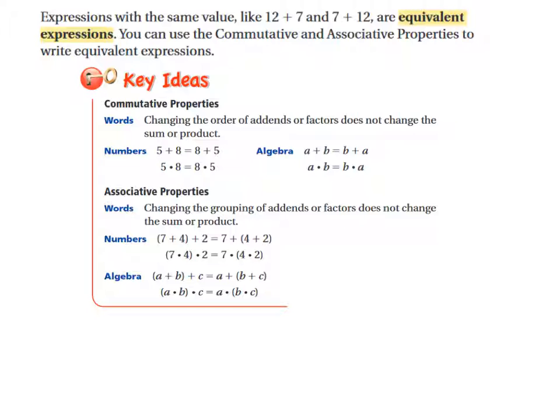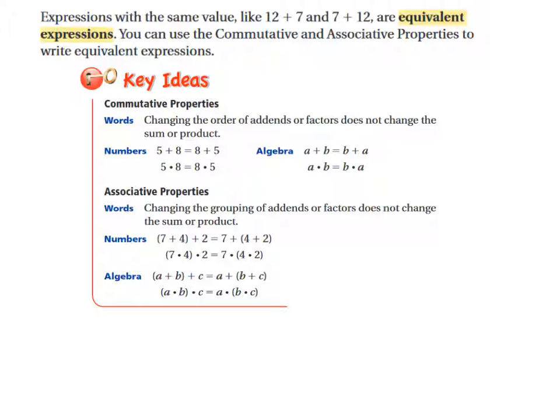Associative properties. Changing the groups of addends or factors does not change the sum or product. So if I group together 7 plus 4 and then add 2, or if I group together 4 plus 2 and then add 7, it doesn't change the answer. Because remember, you have to take care of parentheses first. So whatever's inside the parentheses, you do first. Same for multiplication. If I do 4 times 7 first and then multiply by 2, or I do 4 times 2 first and then multiply by 7, I'm still going to get the same answer.